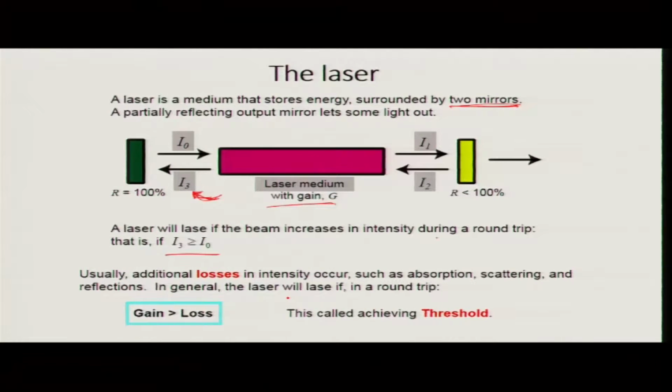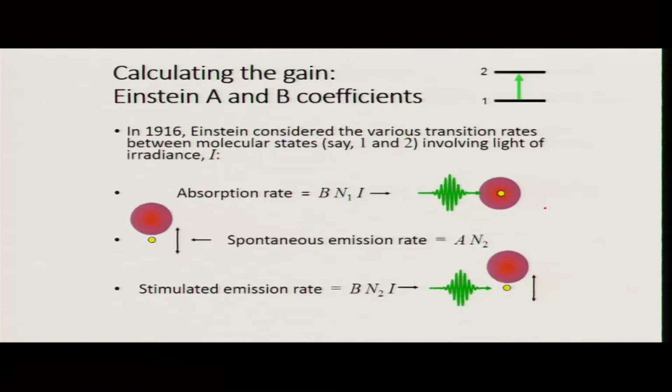Usually there are additional losses in intensity such as absorption, scattering and reflections. However, those are taken into account in terms of a loss parameter. In general, the laser will lase if in a round trip the gain is greater than the loss, and this is known as the threshold, because you need a certain amount of gain for the overall increase to happen. Only a very small amount of the gain circulating in the system is taken out through a partially reflecting mirror. That is the simplest design of the laser.